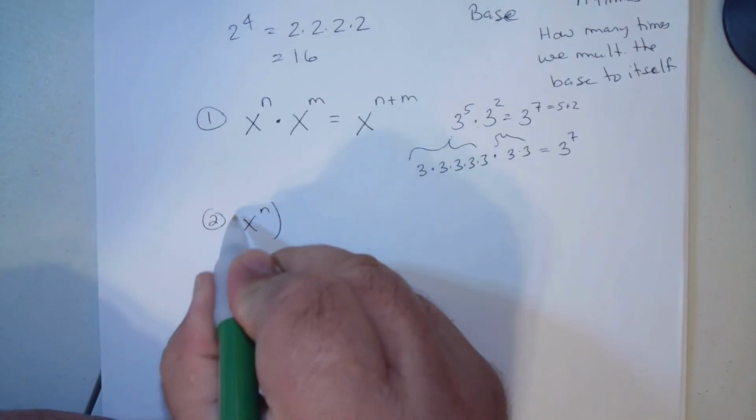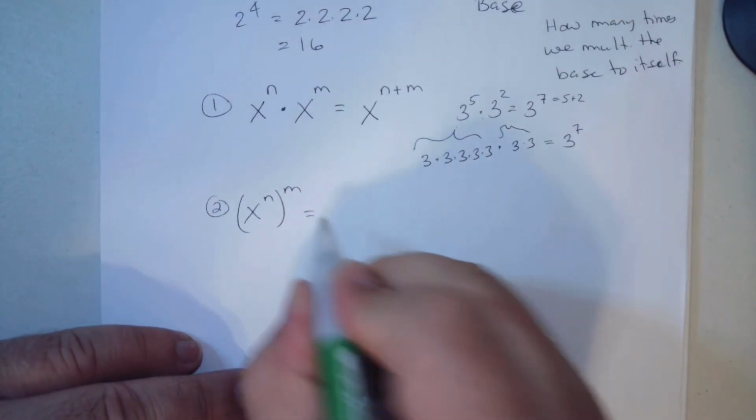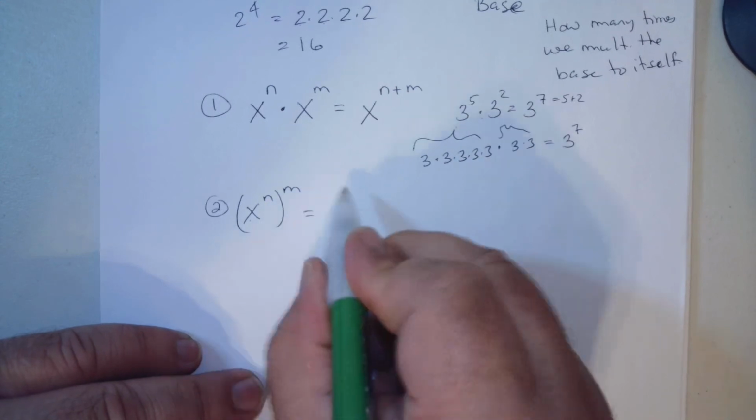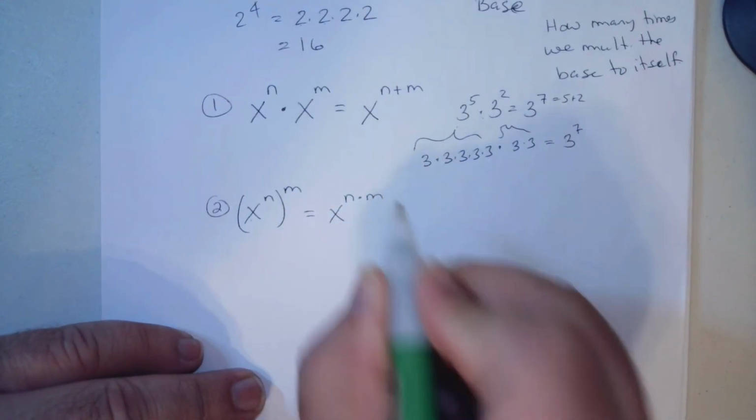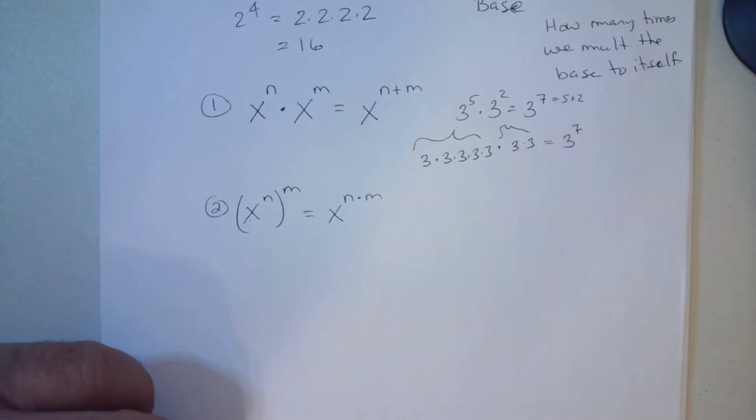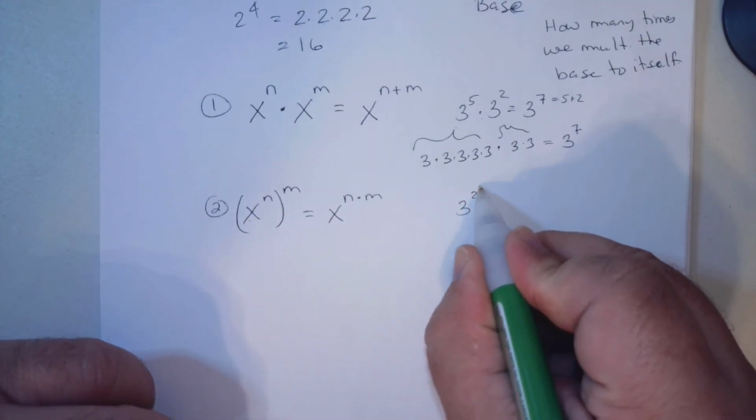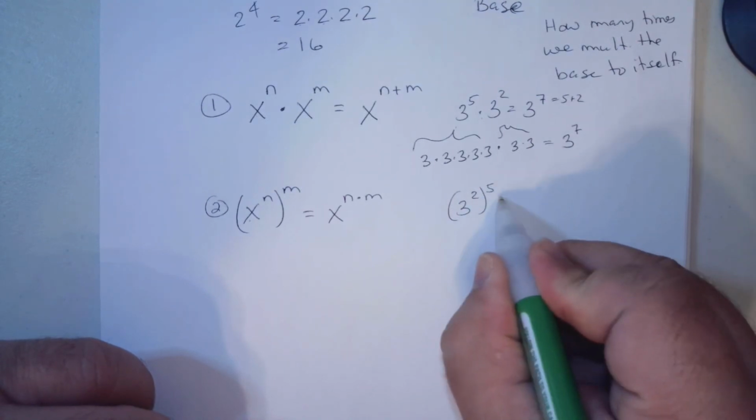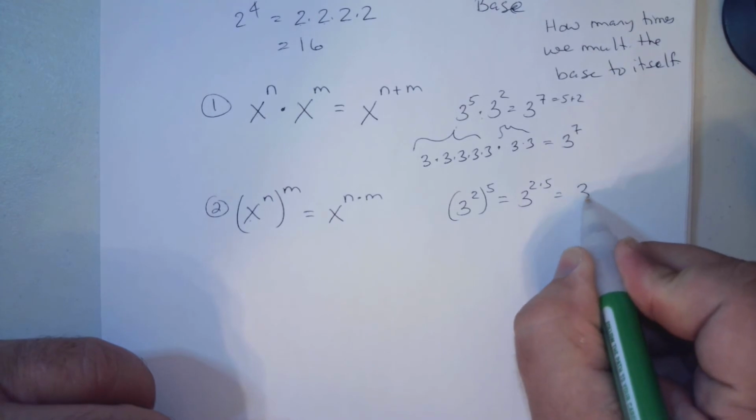A power to a power. Whenever you have a power raised to another power, you multiply the exponents. So 3 squared to the 5th is 3 to the 2 times 5, which is 3 to the 10th.